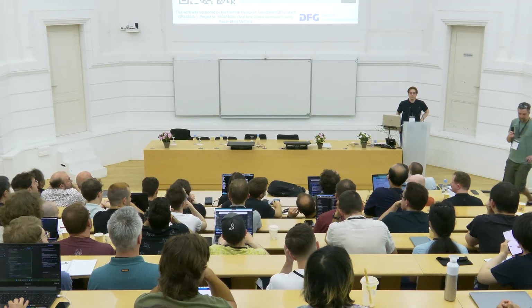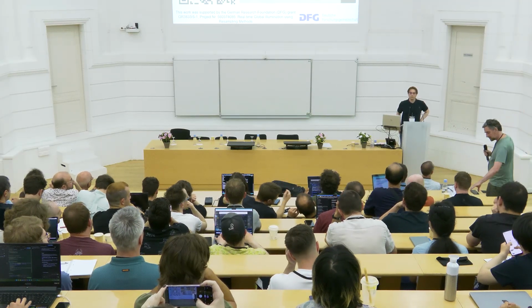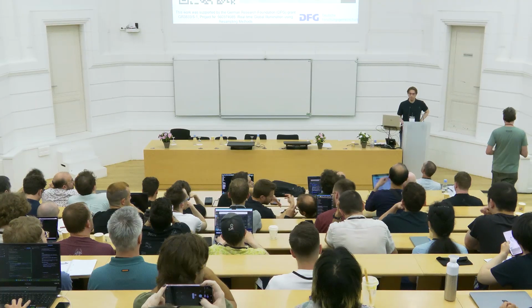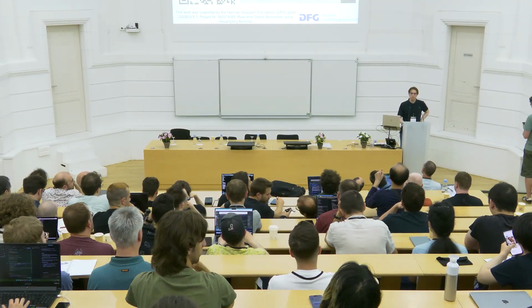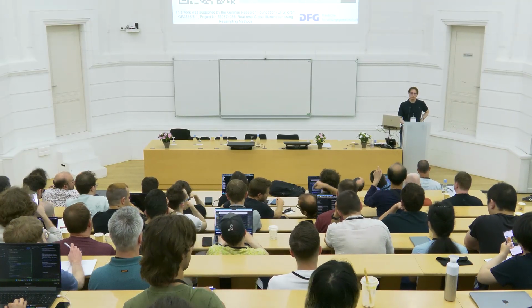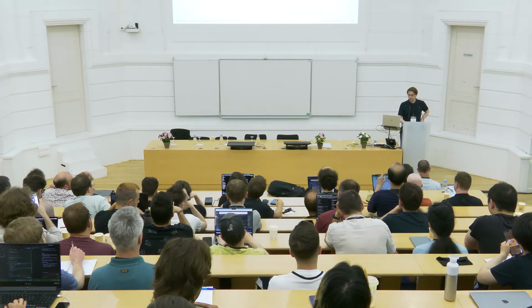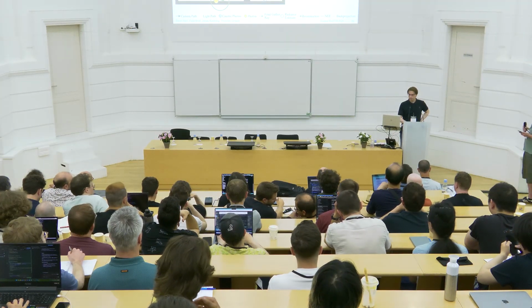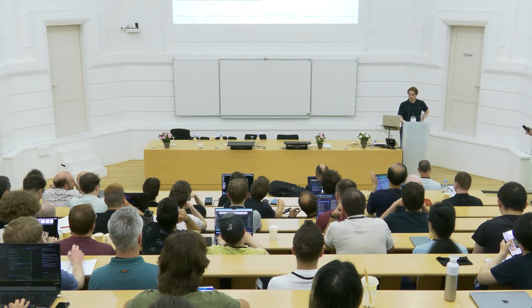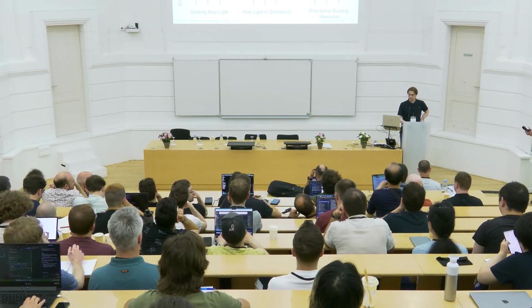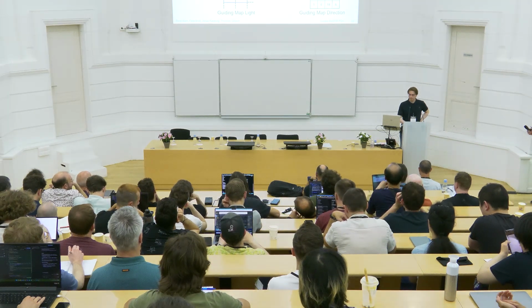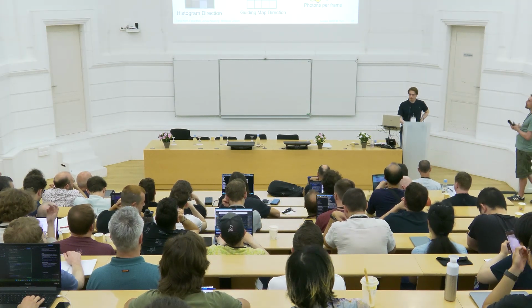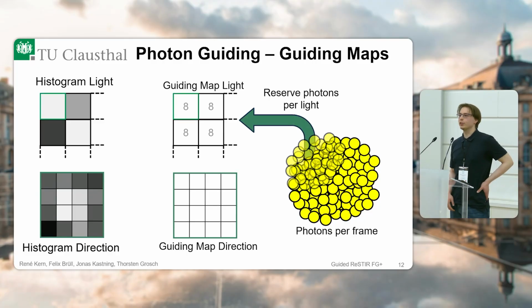I have a question about the guiding map initial samples. I remember that for light, you start from 8 samples, and for direction, 1 sample. How do you find this number, like 8, 1? Why not like 9, 2? Is this number like a sweet spot for most cases, or are there some edge cases that you just ignore? This is actually just an example.